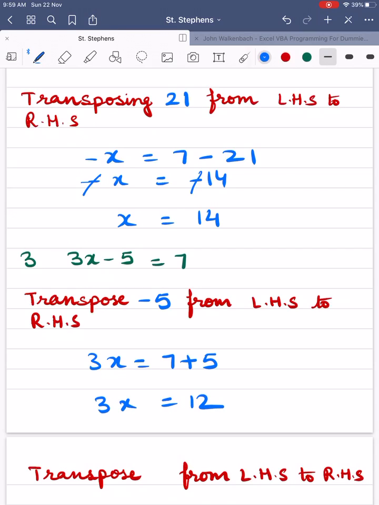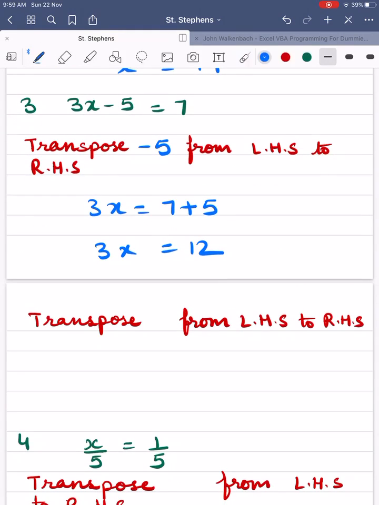Now we have to transpose 3 to the other side. Now here it is being multiplied. When it is shifted to the other side, it will get divided. So transpose 3 from left side to right side. So we get x is equal to 12 upon 3. So x is equal to 4. So x is equal to 4 is the solution of the equation.